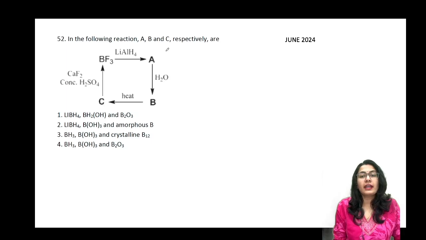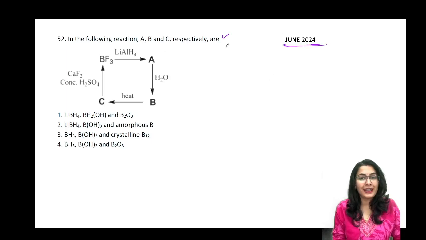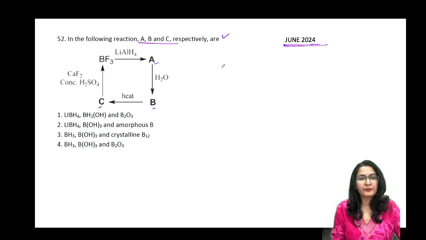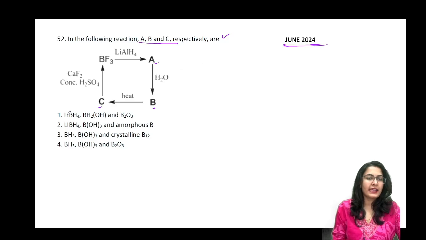Next question, again, this is from June 2024, and this question is taken directly from the back questions of Shriver and Atkins. Okay, so in the following reaction, A, B, and C respectively are. A, B, and C you have to find out. Try this by yourself, and I will definitely answer. This is Li.